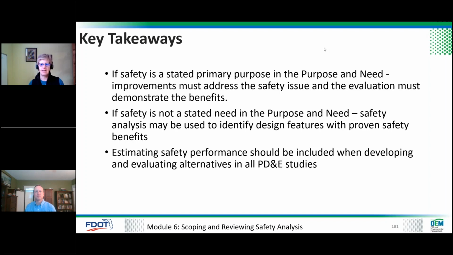I think we should have had a key takeaway about existing conditions, and that we're conducting that analysis to understand trends and contributing factors. Should safety be a primary need? And if not, are there things we can address nonetheless? And then we're estimating safety performance when doing that in alternatives investigation in PD&E studies. Is there anything, Rob, that just pops into your head that we should have said? No, I don't think so.